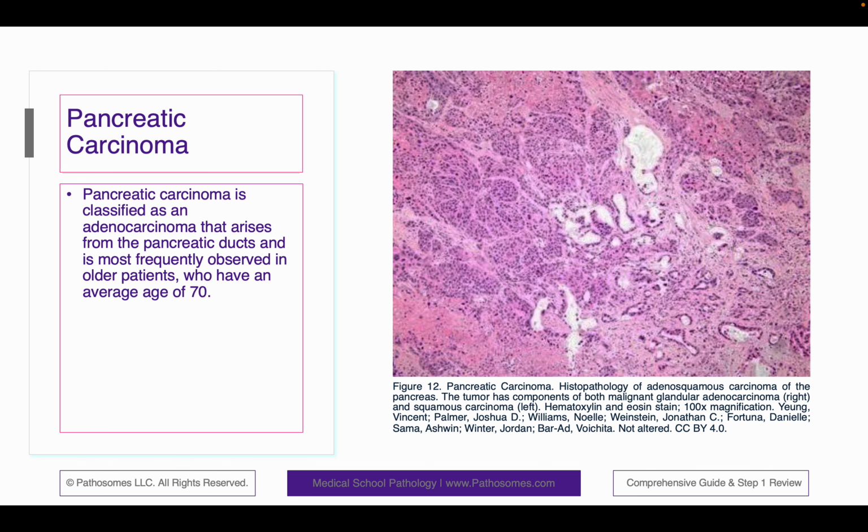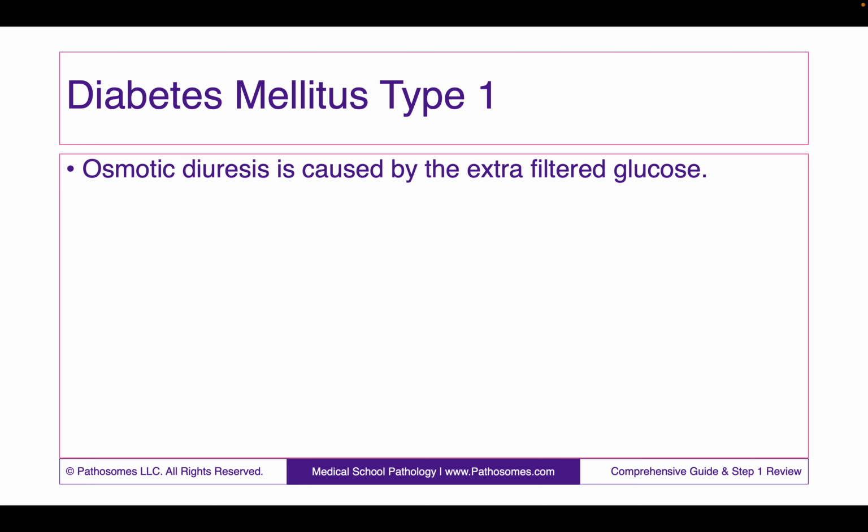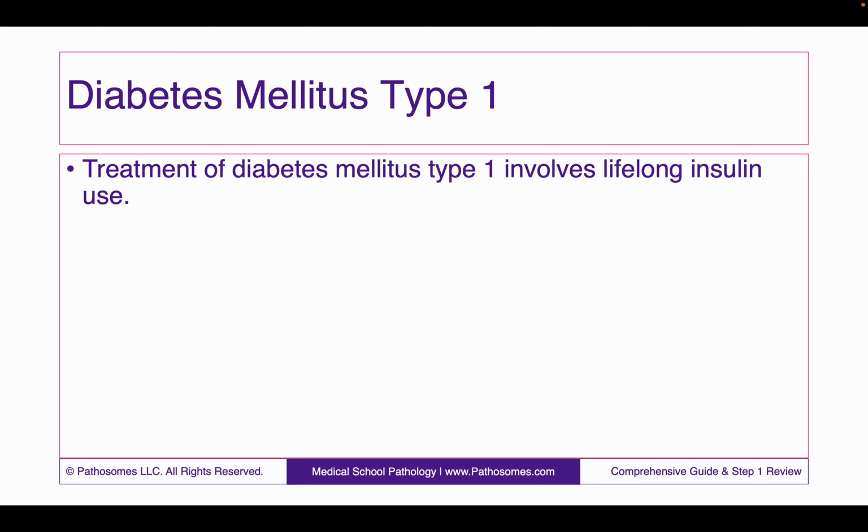Hyperglycemia, that is greater than the kidney's capacity to reabsorb glucose, results in glycosuria. So this is a nice question to ask to get that system integration between the pancreas and the kidney, right? Certain people love to ask this question. Osmotic diuresis is caused by the extra filtered glucose. And treatment of diabetes mellitus type 1 involves lifelong insulin use.